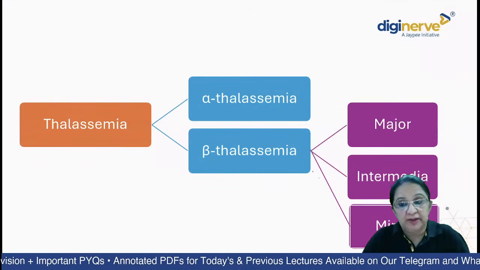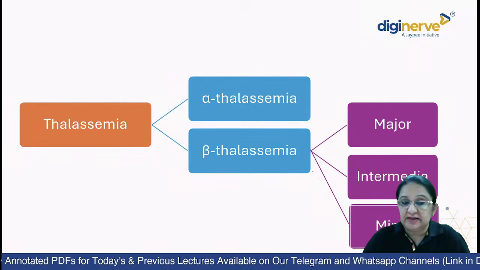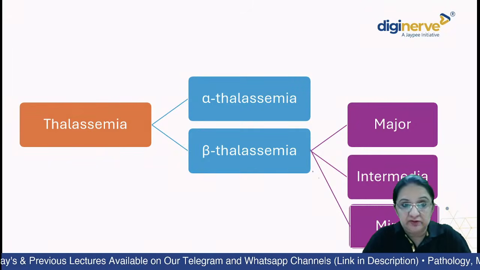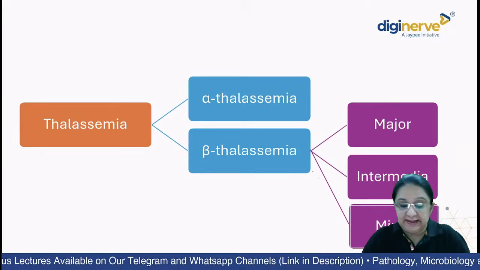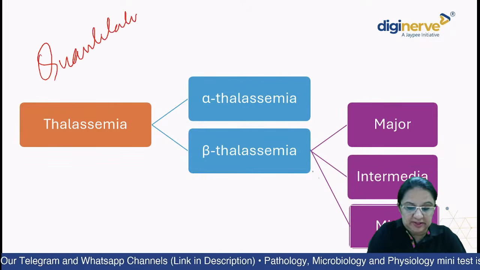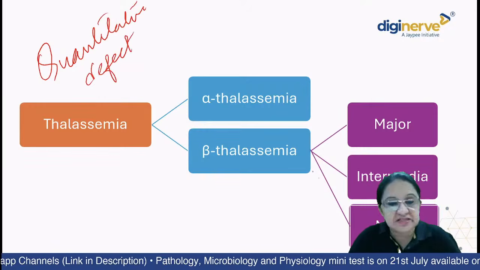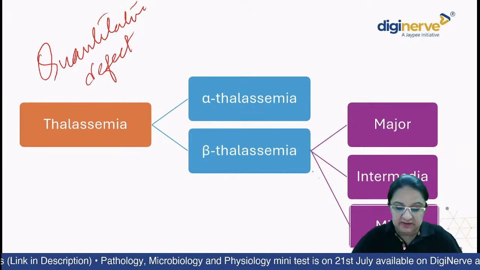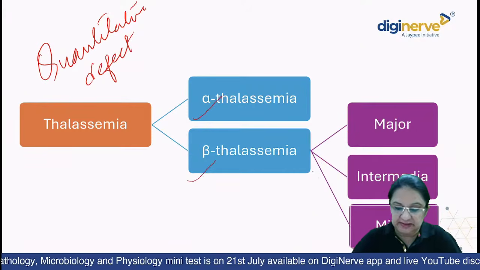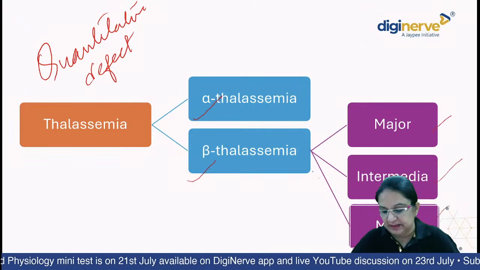Hemoglobinopathies can be quantitative or qualitative. Qualitative means we studied about the hemoglobin defect. That was sickle cell anemia. Now we'll be covering quantitative defect, that is popularly known as thalassemia. We have two types. All of you know alpha thalassemia and beta thalassemia. Beta thalassemia again is divided into major, intermediate, and minor.